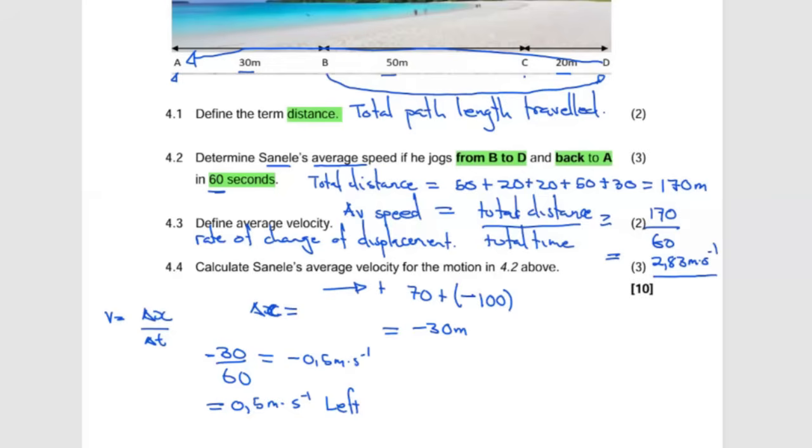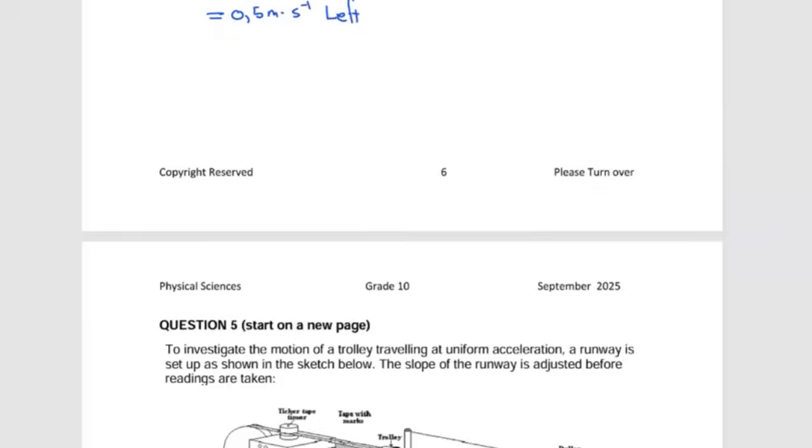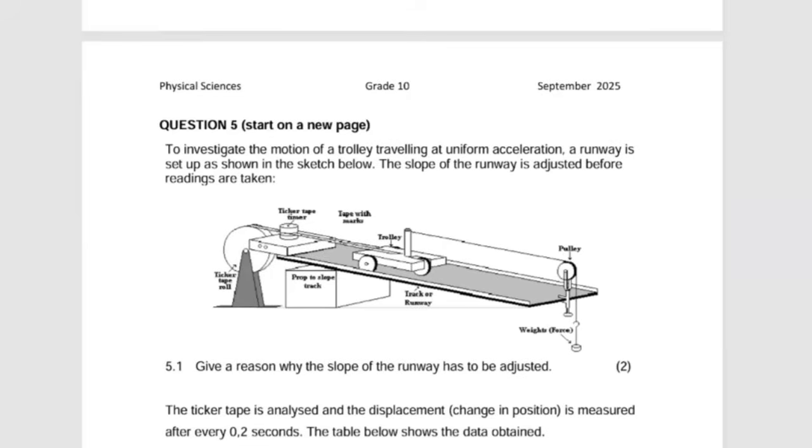Remember, we chose to the right as being positive. So it means now he's heading left. That's why we use that value there. Then we proceed to the next question, which is question number 5.